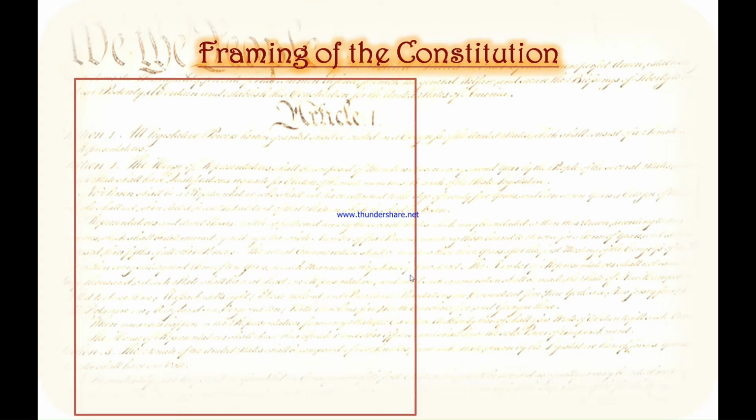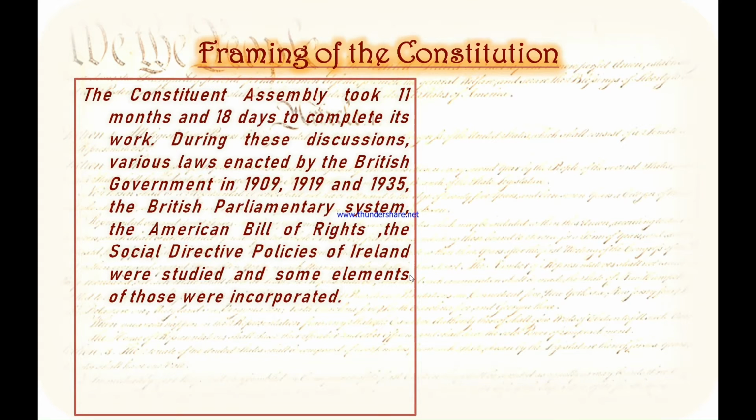Now let's understand the framing of the Constitution. The Constituent Assembly took 11 months and 18 days to complete its work. During these discussions, various laws enacted by the British government in 1909, 1919 and 1935, the British parliamentary system, the American Bill of Rights, and the social directive policies of Ireland were studied and some elements of those were incorporated.